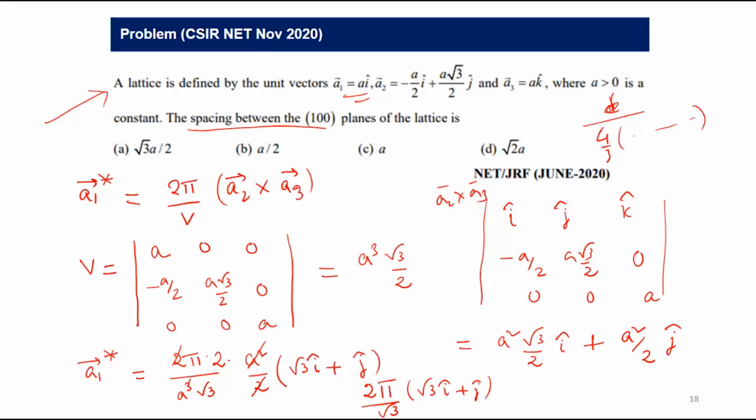Okay. Now, can you calculate A2 star? This one is my A1 star. Can you calculate A2 star and A3 star like this? Or will you calculate A2 star and A3 star?